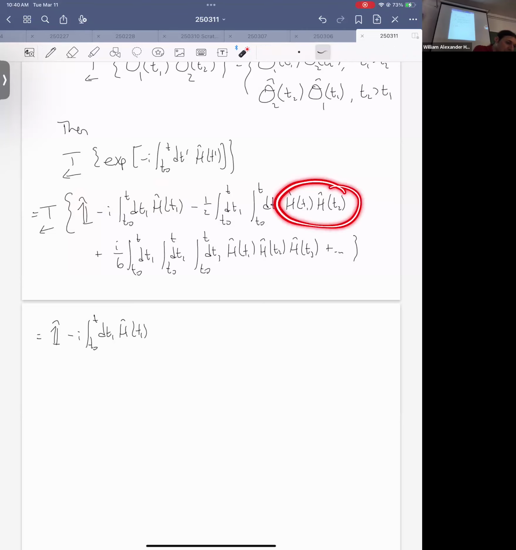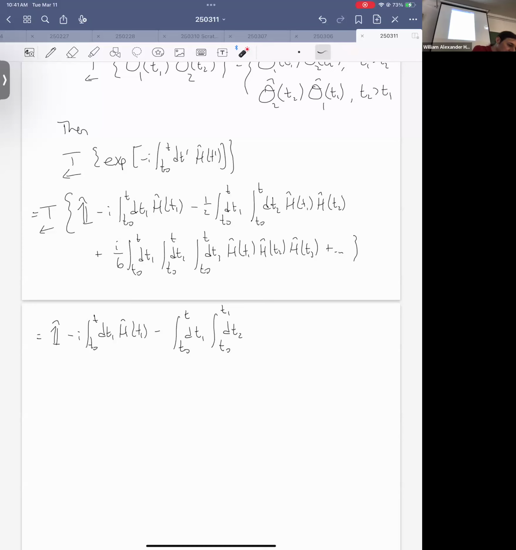But as soon as we have two operators, this time ordering symbol is going to put the Hamiltonian of T1 to the left of the Hamiltonian of T2, so long as T1 is bigger than T2, where I'm integrating both T1 and T2 over the same interval. But if I'm in the region of this integration where T2 is bigger than T1, then the H of T2 is going to be to the left of the H of T1. So I can enforce that specifically by restricting my integration region of T2 to always be less than T1.